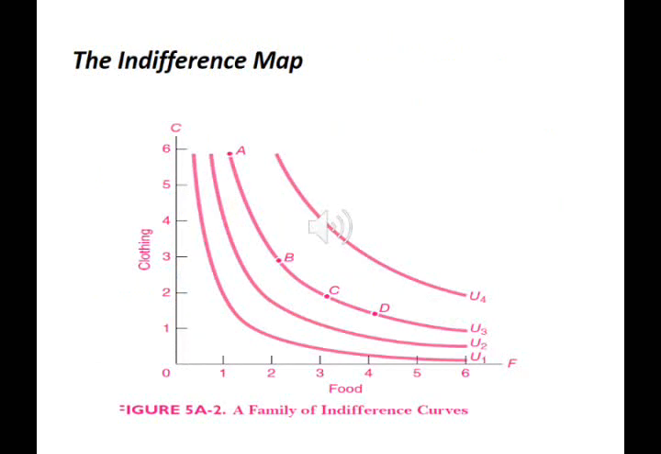I'd like to remind you that our consumer does not have just one indifference curve. Actually, he has many indifference curves, okay? And each indifference curve has a number of bundles. These bundles are indifferent to the consumer, which means that they give him the same level of utility. So if we look at indifference curve 1, this indifference curve will have all consumption bundles that give the consumer a certain level of utility, let's say it is equal to U1.